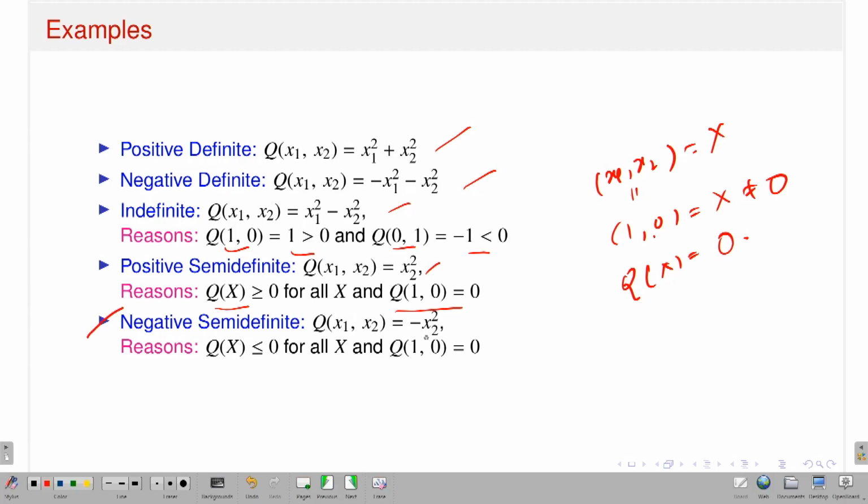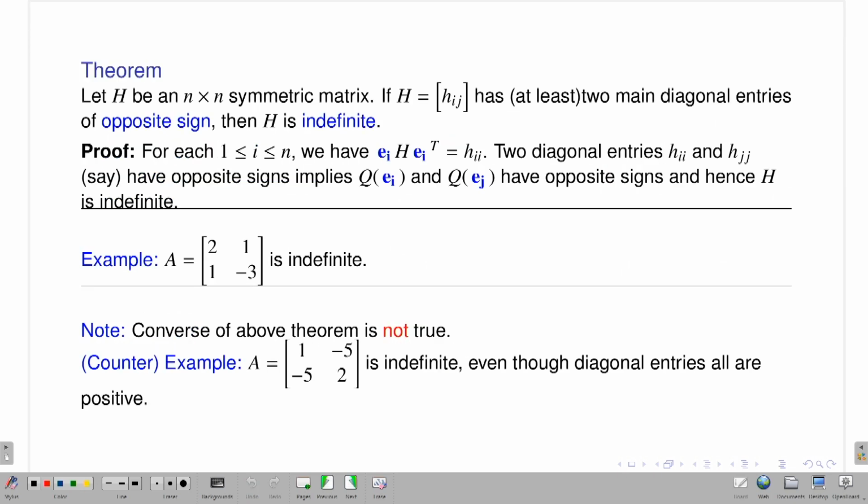Similarly, negative semi-definite, this one. Of course this is always less than or equal to 0, and there are some non-zero points where it takes the value 0. So these are very simple examples of positive definite, negative definite, and indefinite, because it takes both positive and negative values at some points, and then positive semi-definite and negative semi-definite. They are very simple examples of a quadratic form. Okay, so this is the evaluation I talked about.